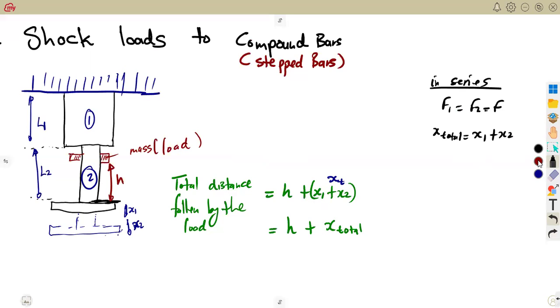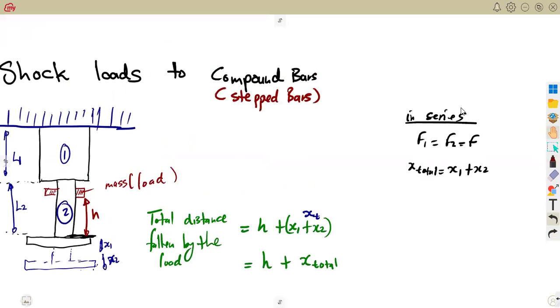But remember, how do you calculate each extension? We talked about this, guys. That is FL over AE. Remember, that's your extension. So from there, it means your x total is going to be x1 plus x2.